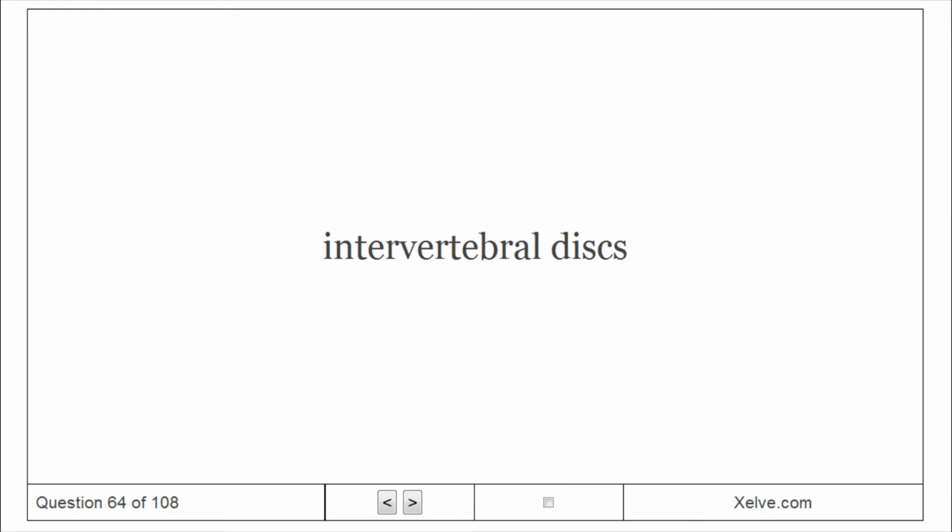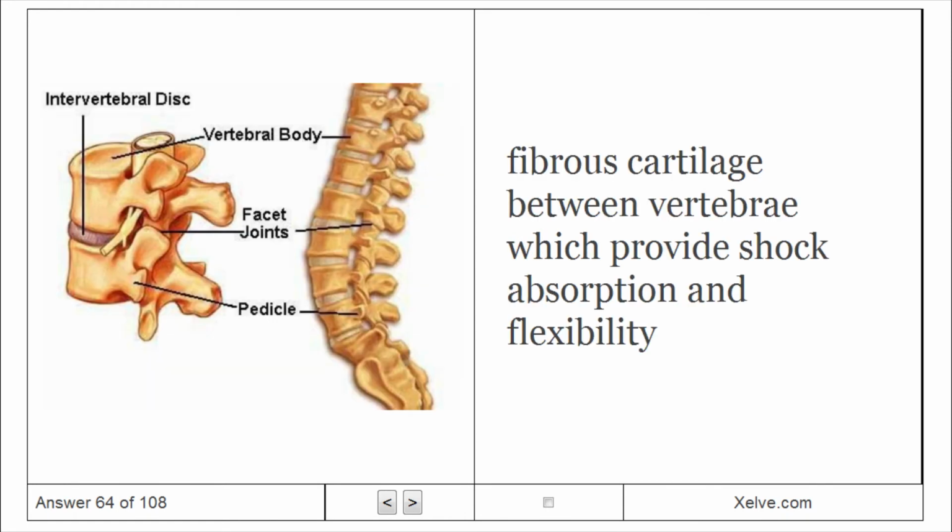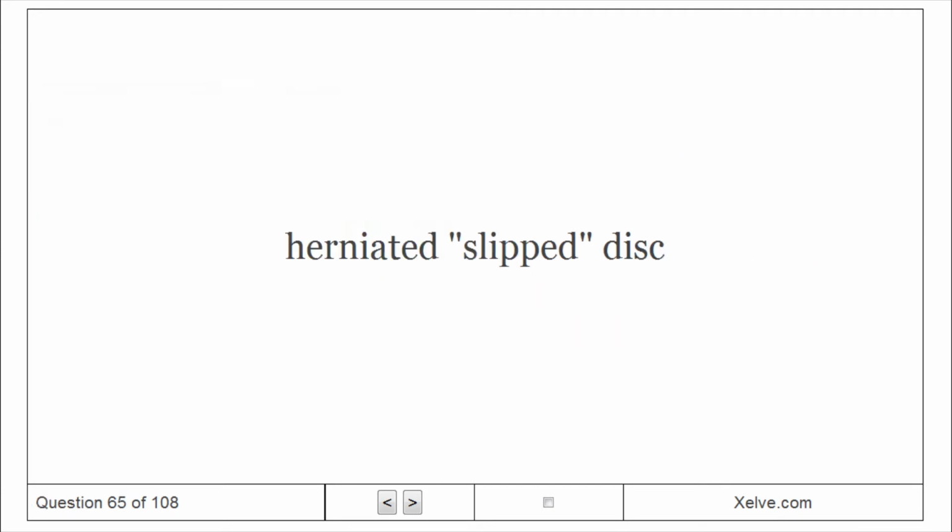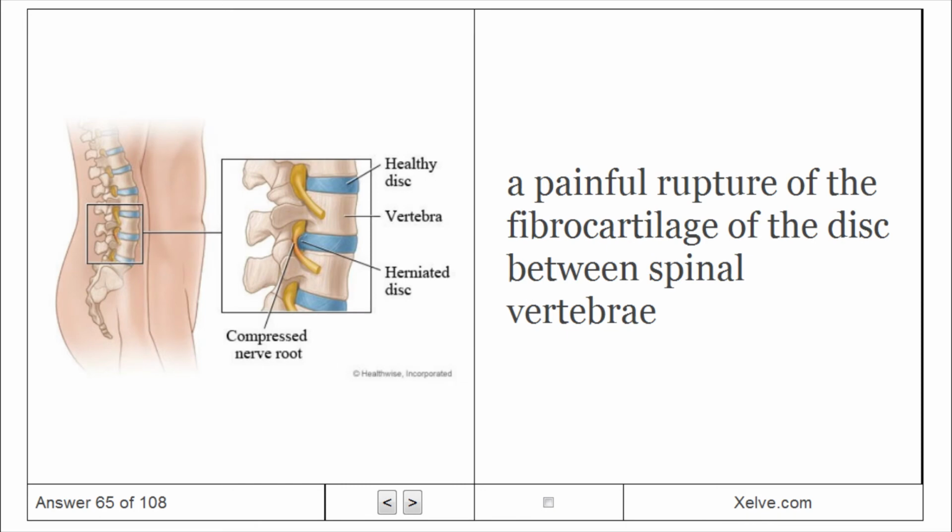Intervertebral discs. Fibrous cartilage between vertebrae which provides shock absorption and flexibility. Herniated, slipped disc. A painful rupture of the fibrocartilage of the disc between spinal vertebrae.